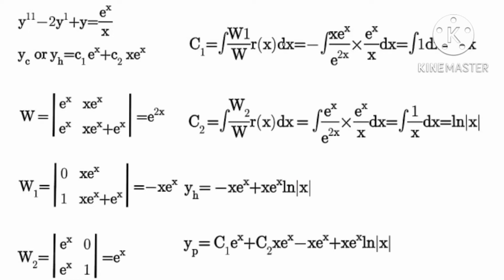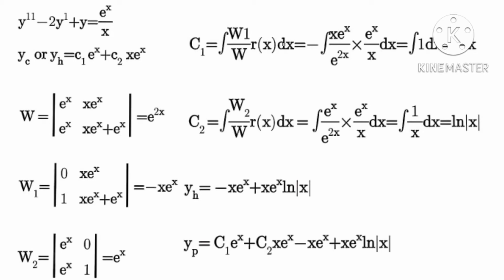Now looking for w1, it is always constant to put 0 and 1 if it is a 3 by 3 matrix. That is, if we have three different functions or 3 different variables in our complementary solution, then you'll be having it to be 0 0 1. But since it is just 2 that we have, you have to put the 0 1 there. Then you repeat x e raised to power x and x e raised to power x plus e raised to power x. Then that's for w1.